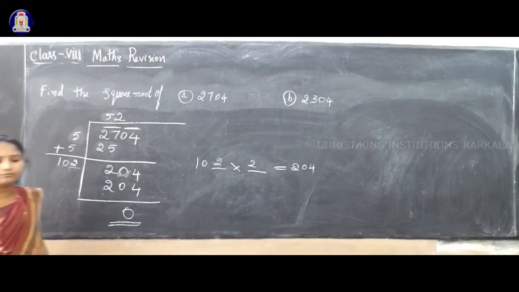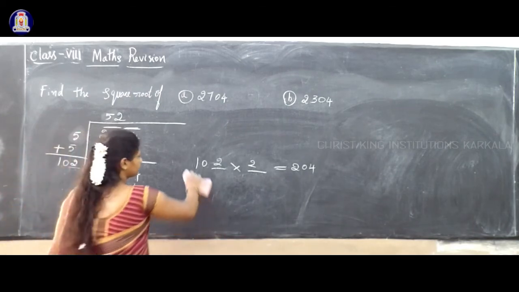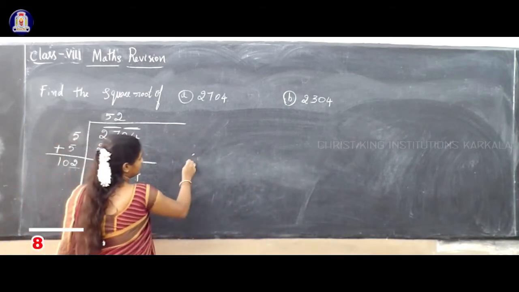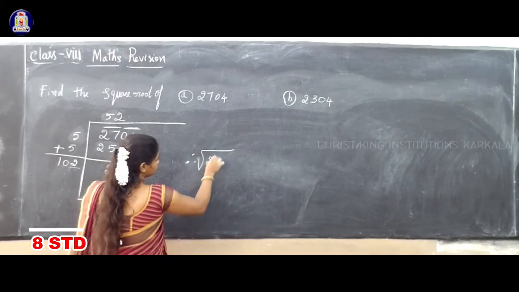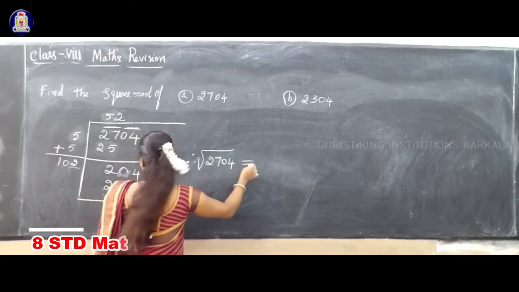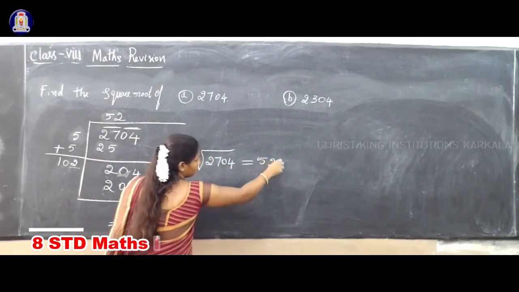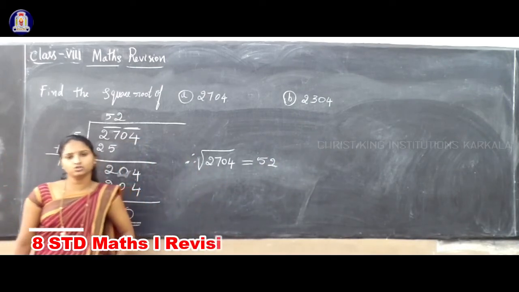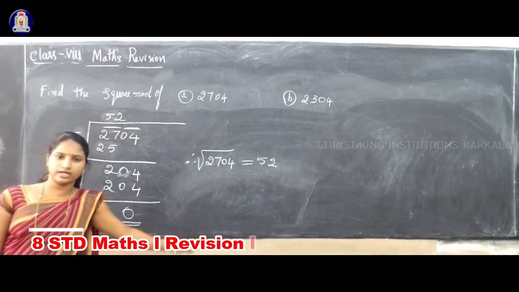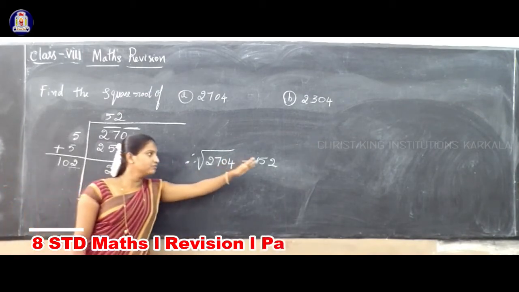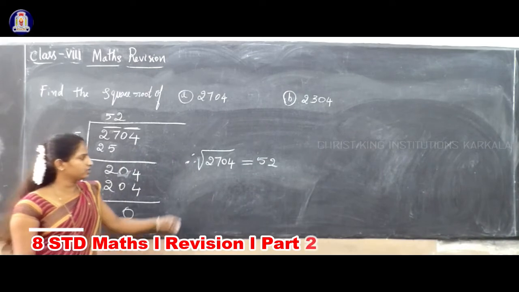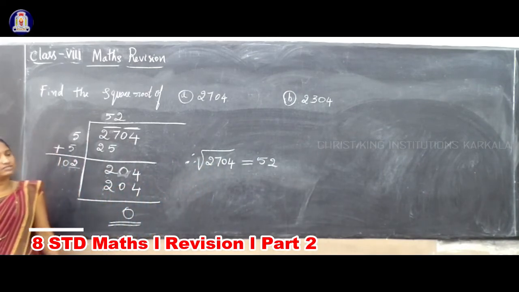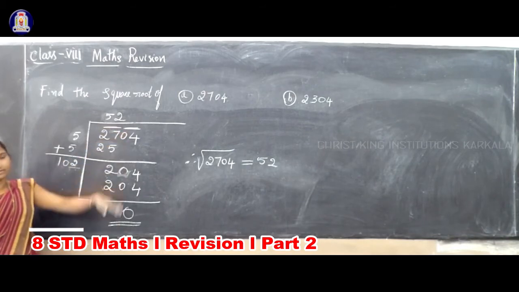So therefore we can say the square root of 2704 is 52. Clear? So if you multiply 52 into 52, the answer will be 2704. You can try this at home. Just multiply 52 into 52. If you get 2704, your answer is correct. Clear? So that is the square root of 2704.